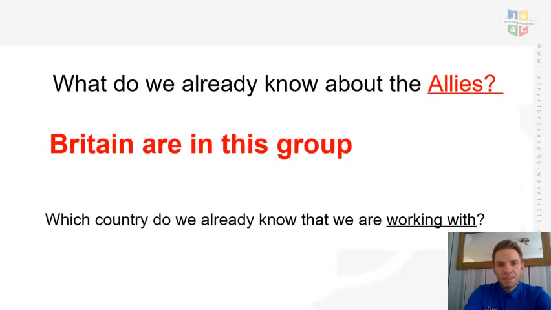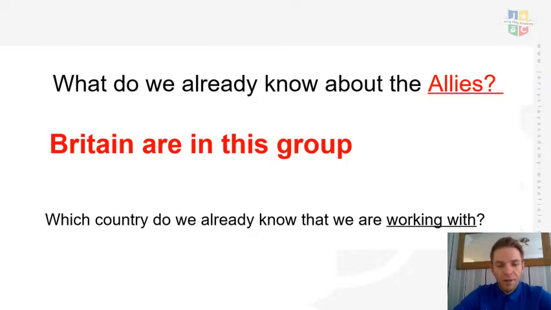Okay, so to start the session, we're going to have a look at what we already know. For example, what we've learnt about the countries working alongside Britain and against Britain in Dunkirk, during the Blitz, and the other points in the war that we've already learnt about in school. So the first question that I want you to think about is, what do we already know about the Allies? Now, the Allies are the group that Britain are in. And basically the Allies are the people that Britain were working alongside.